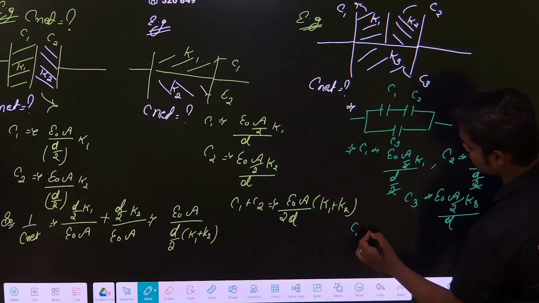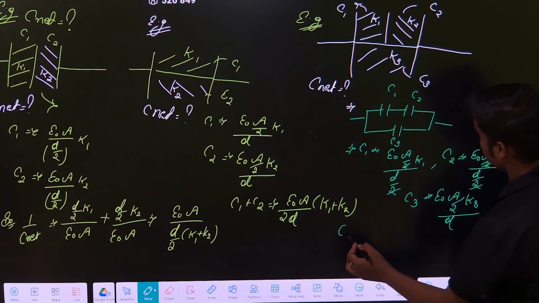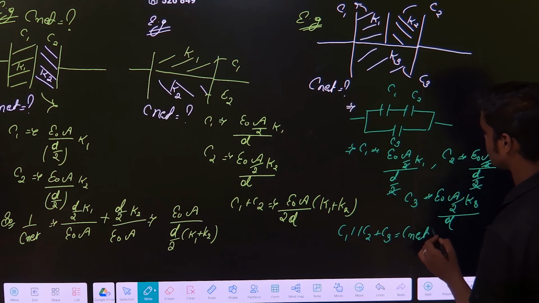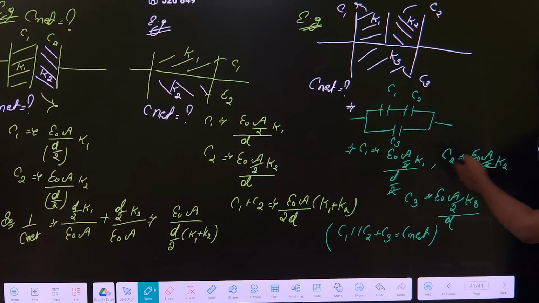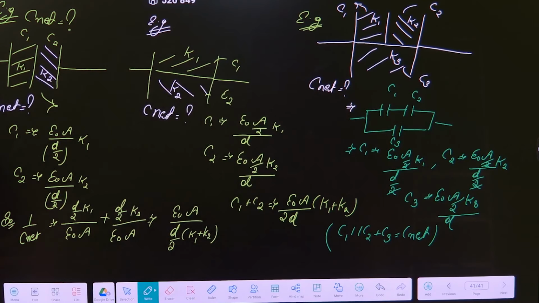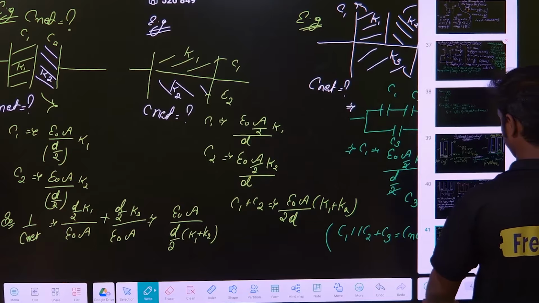So what is C1 plus C2 you will get? Sorry, not C1 plus C2. Basically, C1 in series with C2, then parallel with C3. That is my C net. That is the answer. Okay. Now you do C1 in series with C2, and plus C3. Simple. Just break it into the different combinations. Clear? Any doubt? Okay. Any doubt here? No. Okay.